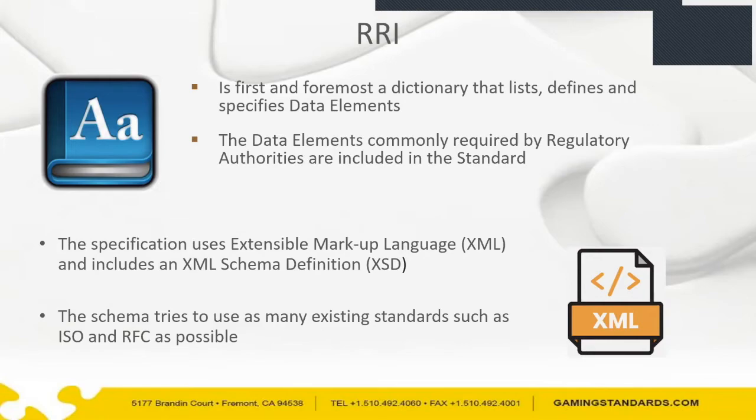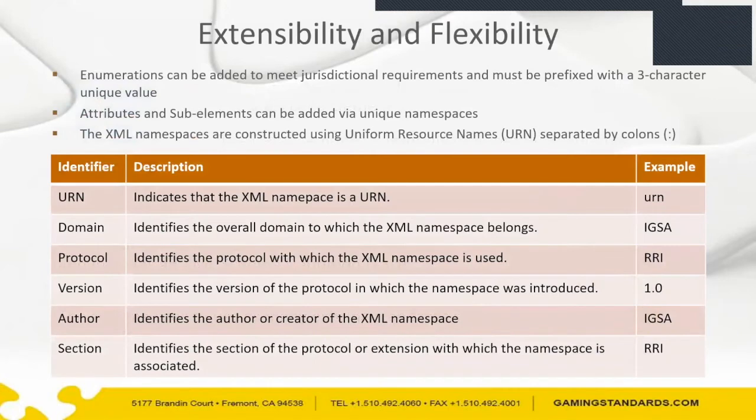The other thing that we did with RRI is that we designed it intentionally to be extensible and flexible. We knew that there was no way that innovation was not going to continue to occur within our industry. And we knew that we had to have a standard that could grow to support new game types, new data elements, new defined enumerations. And we also knew that even though we did our best to capture the needs of all the regulatory authorities worldwide, that's a huge undertaking.